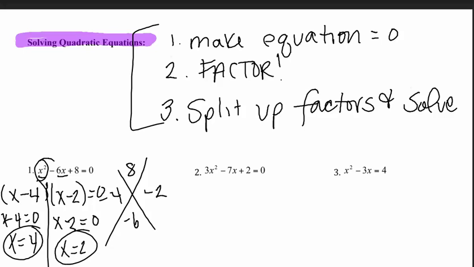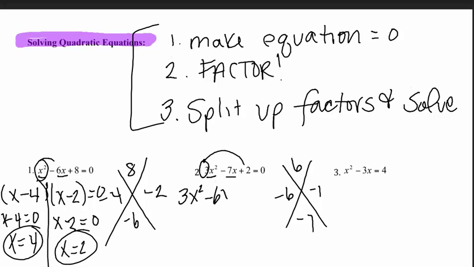If I take a look at number 2, I know I have to factor this equation because I have 2 different types of x's. So first thing I'm going to do is make my equation equal 0. It is. Now I'm going to factor. I don't have a GCF, so I know I have to do the long factoring method because I have a leading coefficient. So factors of 6 that make negative 7: negative 6 and negative 1. So now I have to factor by grouping. 3x squared minus 6x minus 1x. The order of these numbers does not matter. Plus 2. Split up my factors and solve.